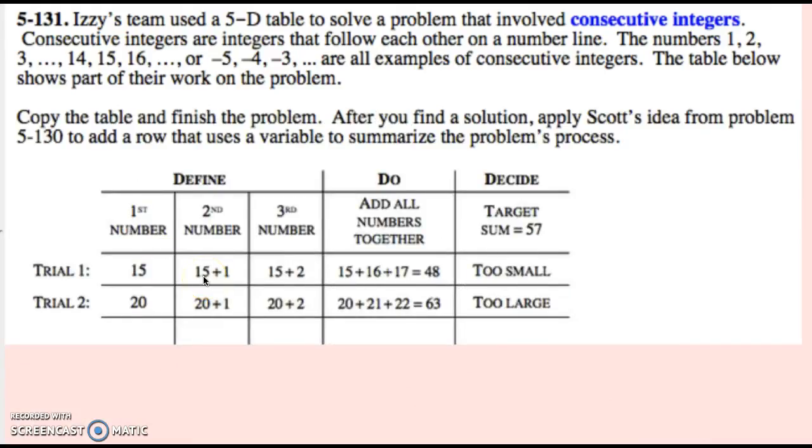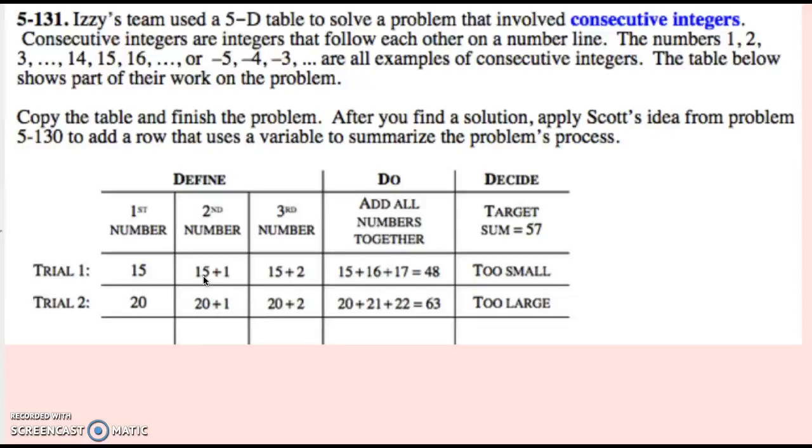The next problem is 131. Izzy's team used a 5D table to solve a problem that involved consecutive integers. Consecutive integers are integers that follow each other on a number line. The numbers 1, 2, 3, 14, 15, 16, or -5, -4, -3 are all examples of consecutive integers. The table below shows part of their work on the problem.